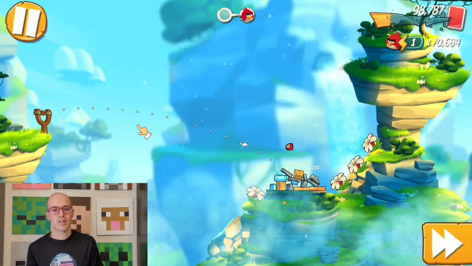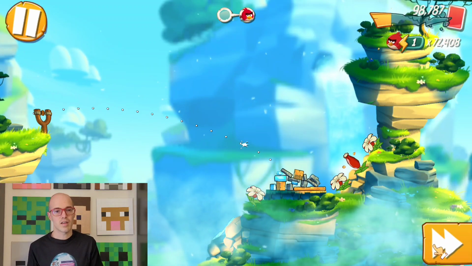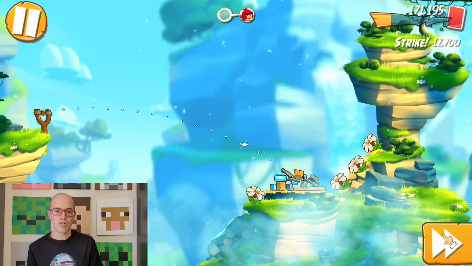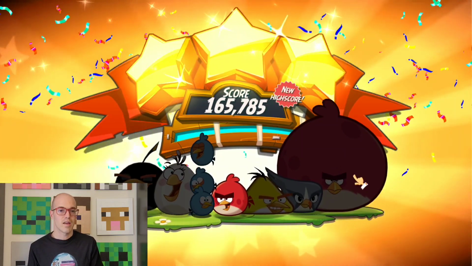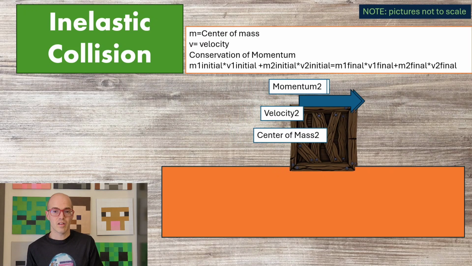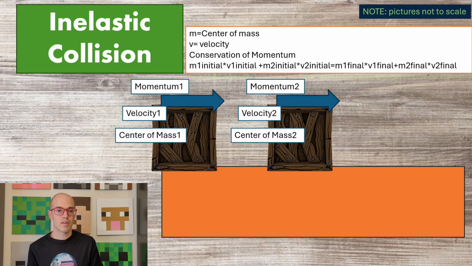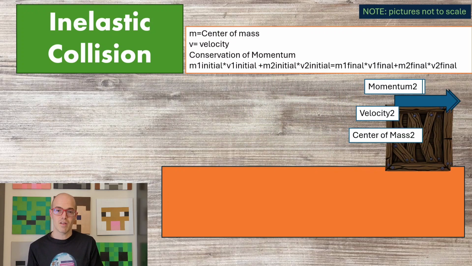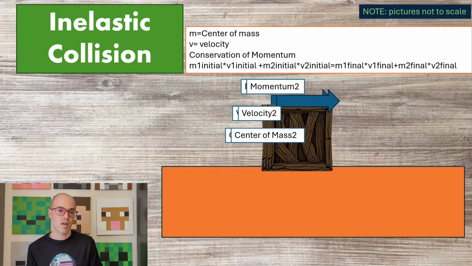In an inelastic collision, objects collide and stick together, and some kinetic energy is lost to other forms of energy, such as heat or sound. However, momentum is still conserved. In an inelastic collision, the total momentum before the collision is equal to the total momentum after the collision, even though some kinetic energy is lost.